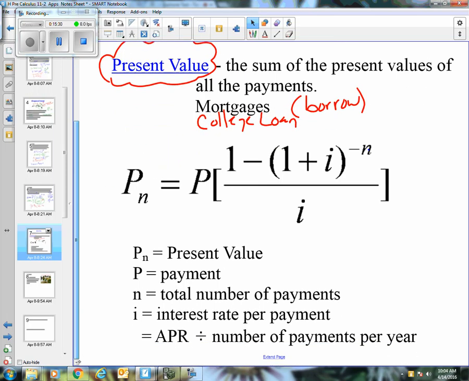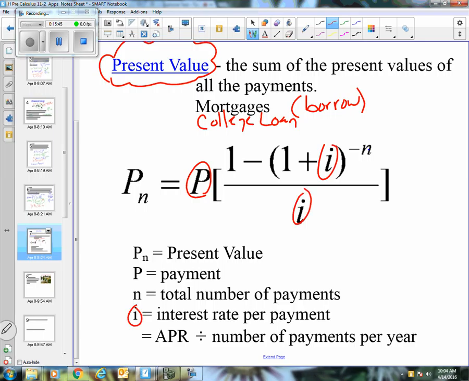So the PN is the present value. That's how much you're borrowing. The P is your payment, like how much per month or whatever you're going to be doing. And let's talk about the other two. They tried to make it fewer variables. So the I in this formula is the same thing as the R over N was in the last one. It's the interest rate divided by the number of payments per year. It's the interest rate per payment. So the APR divided by the number of payments per year. It's just like the R over N.